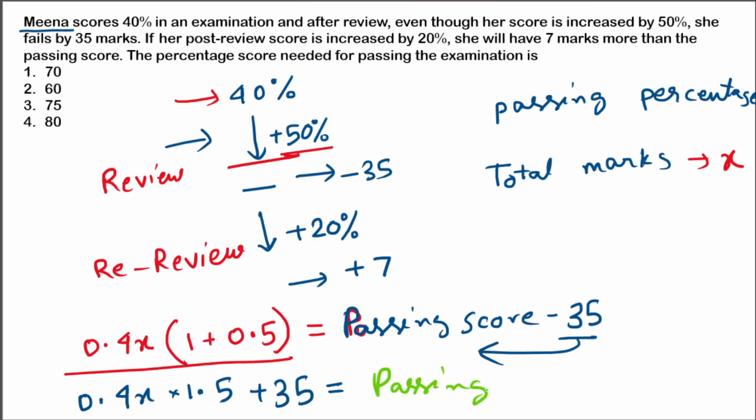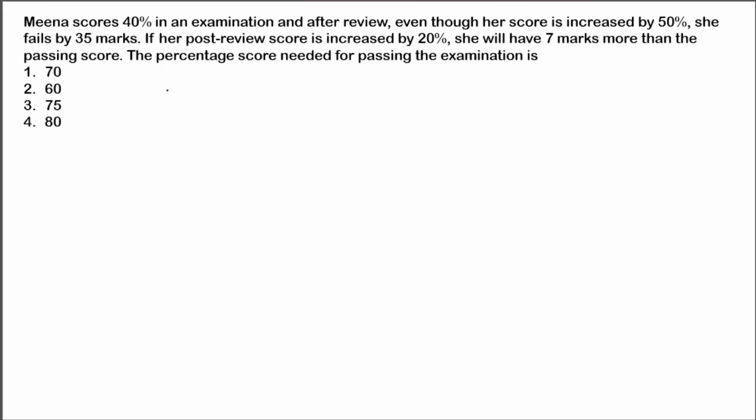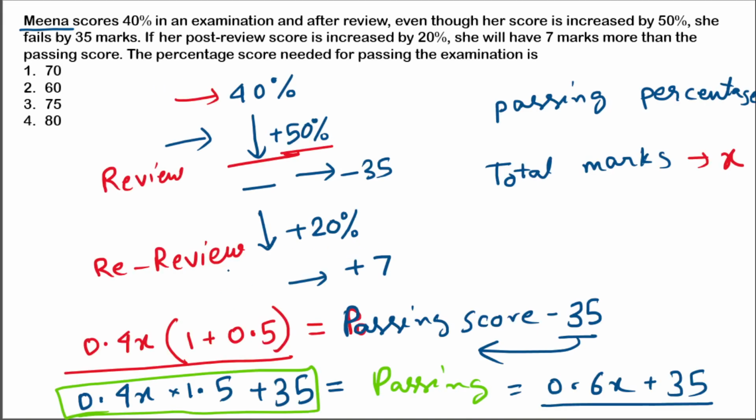Let us write this in better terms. This will be equal to 0.6x plus 35. So that is the passing score. Now, what will her score be after re-review if her marks increase by 20%? Her marks right now, here it was 0.6x.